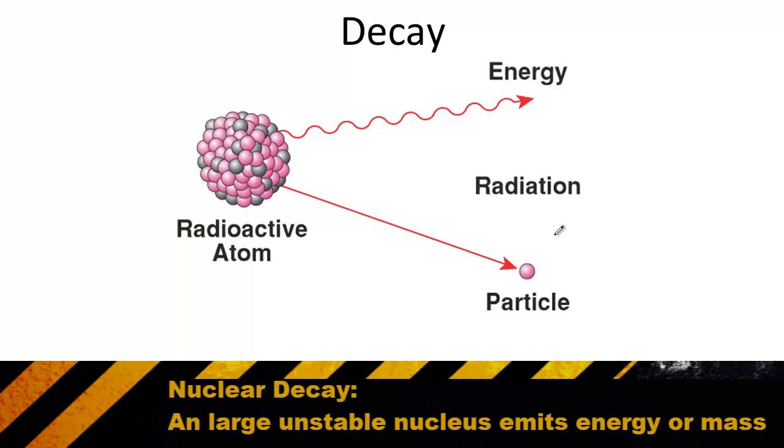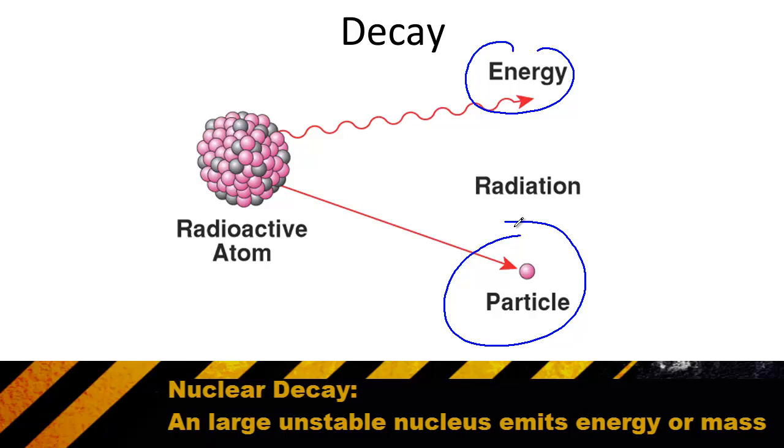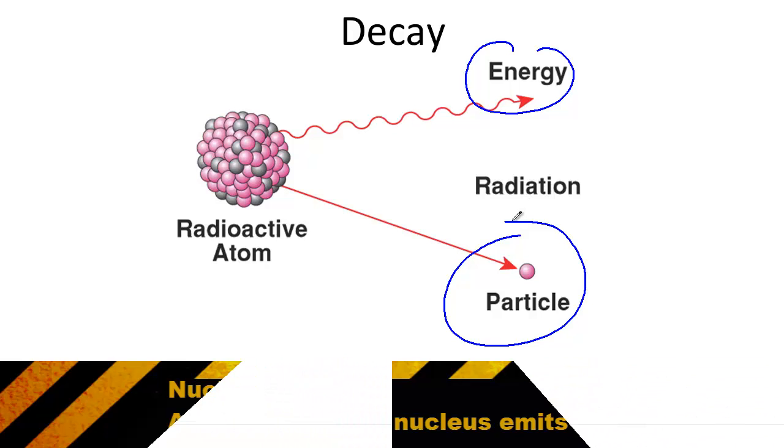Nuclear decay is what happens when a large, unstable nucleus emits either energy or mass in an attempt to become smaller and more stable. There are three kinds of decay that you need to be familiar with: alpha, beta, and gamma decay. Each form of decay emits a different amount of mass and energy.